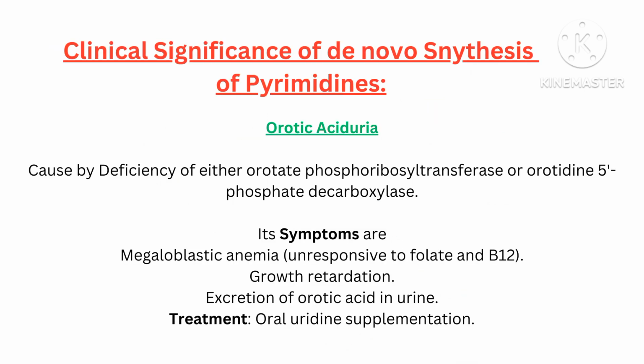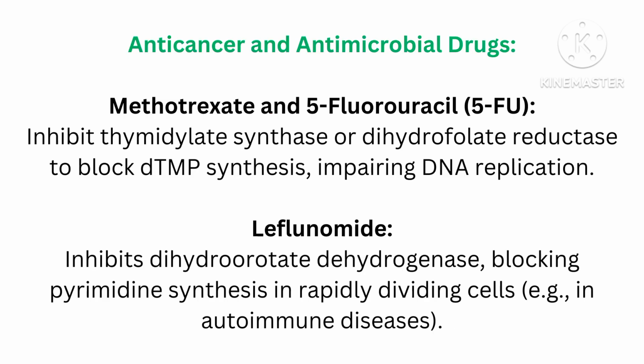Clinical relevance. 1. Orotic aciduria, caused by deficiency of either orotate phosphoribosyl transferase or orotidine 5-phosphate decarboxylase. Its symptoms are megaloblastic anemia unresponsive to folate and B12, growth retardation, and excretion of orotic acid in urine. Treatment: oral uridine supplementation.